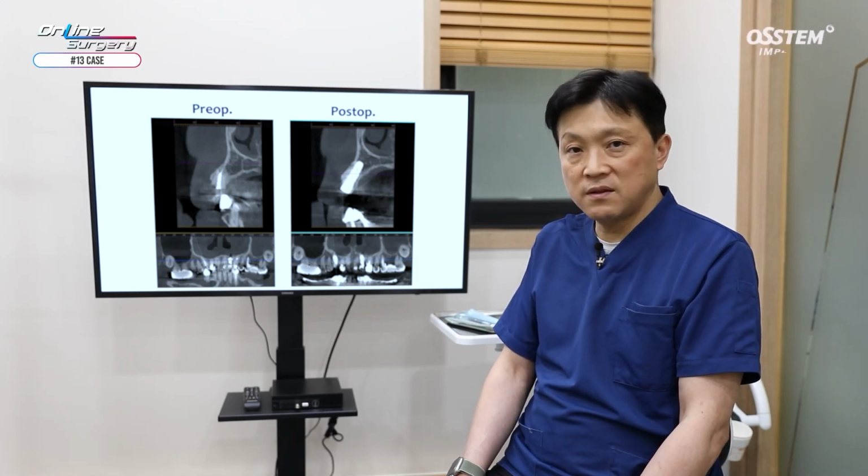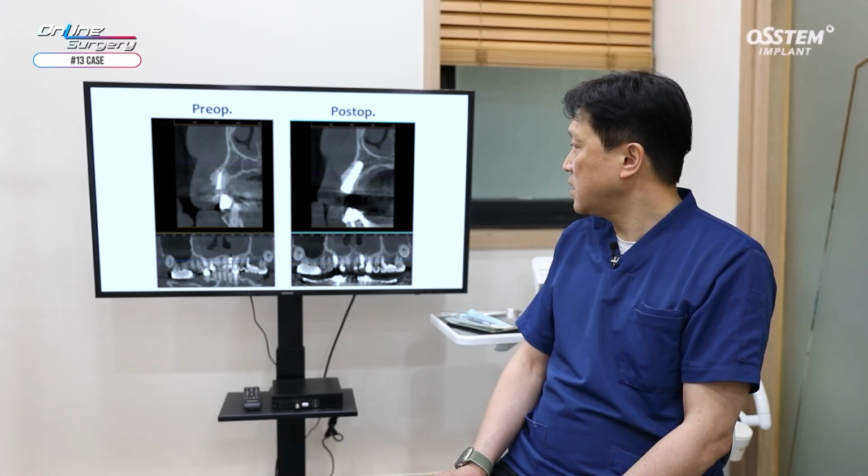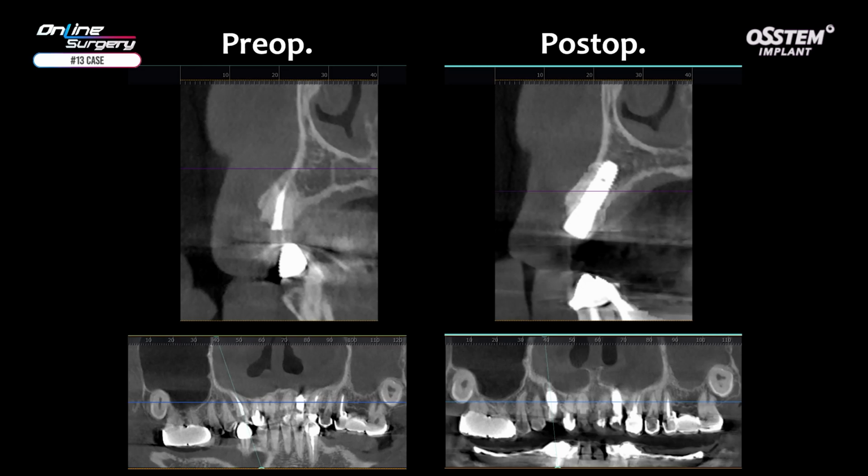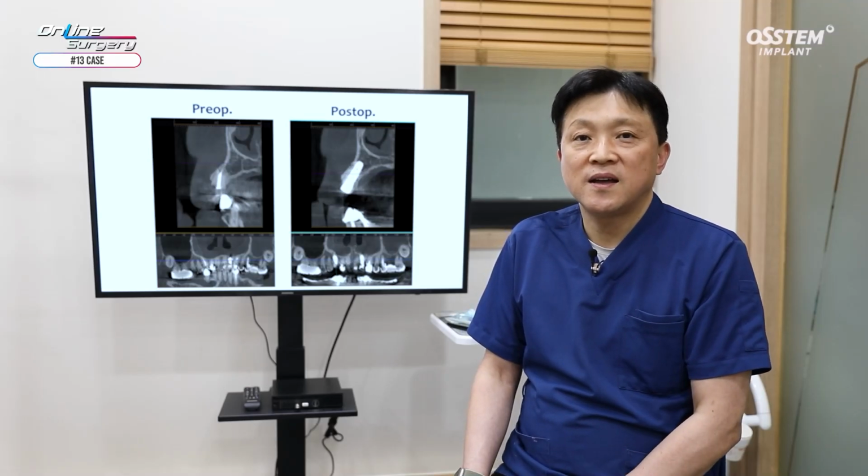This is CT image, this is pre-op and post-op. Without fenestration defect, the implant is nicely maintained. The graft material is nicely maintained up to the coronal part of the socket. I hope you enjoyed the surgical clip.